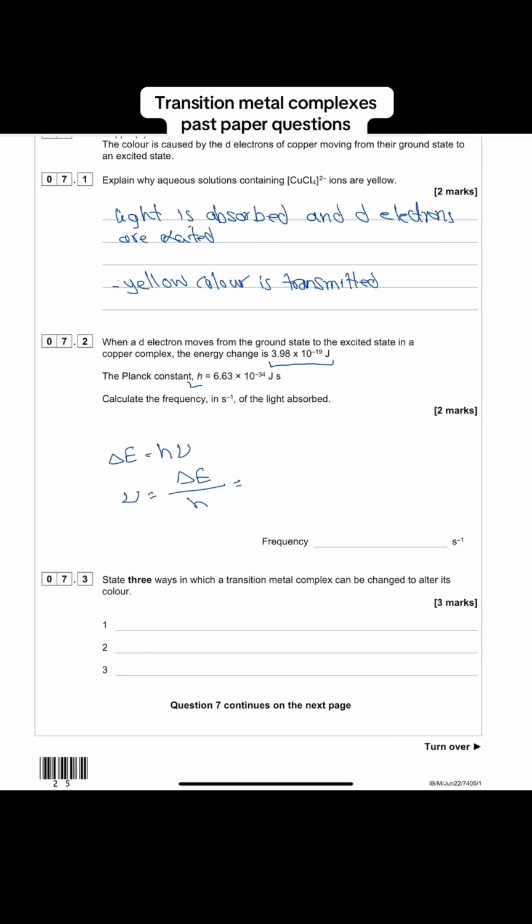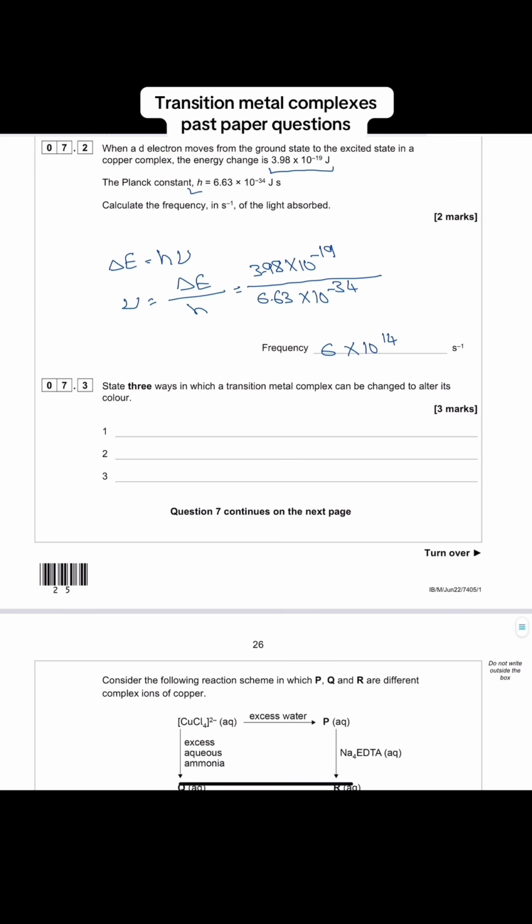So let's just put that in this equation. So delta E is 3.98 times 10 to the minus 19, and h is 6.63 times 10 to the minus 34, and that will give us the frequency in seconds, which is 6 times 10 to the 14 second minus 1. State three ways in which transition metal complexes can be changed to alter its color.